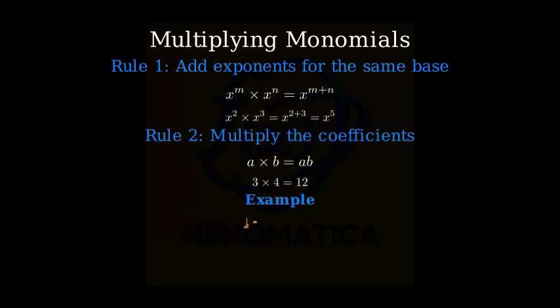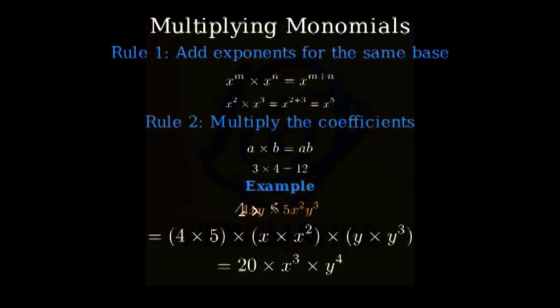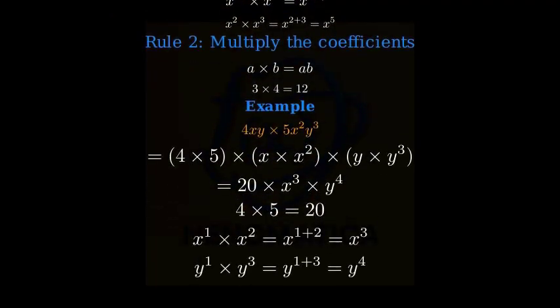Let's start with our first example. We need to multiply 4xy times 5x squared y cubed. To solve this problem, let's break it down step by step. First, we can rewrite the expression by grouping similar terms. We'll group the coefficients together, the x terms together, and the y terms together. Now, we can multiply the coefficients. 4 times 5 equals 20.